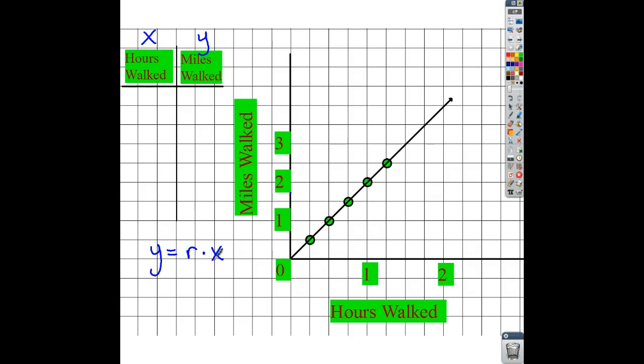Well, what is my unit rate here? All right, so hopefully you went 1 hour, 2 miles, so it's 2 miles per hour. So my equation here is going to be Y equals 2 times X. Okay, all right, let's keep going.